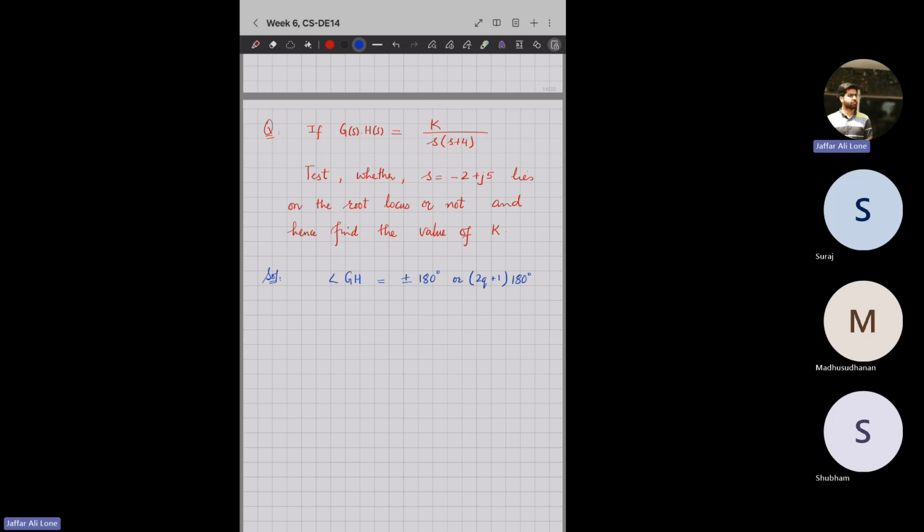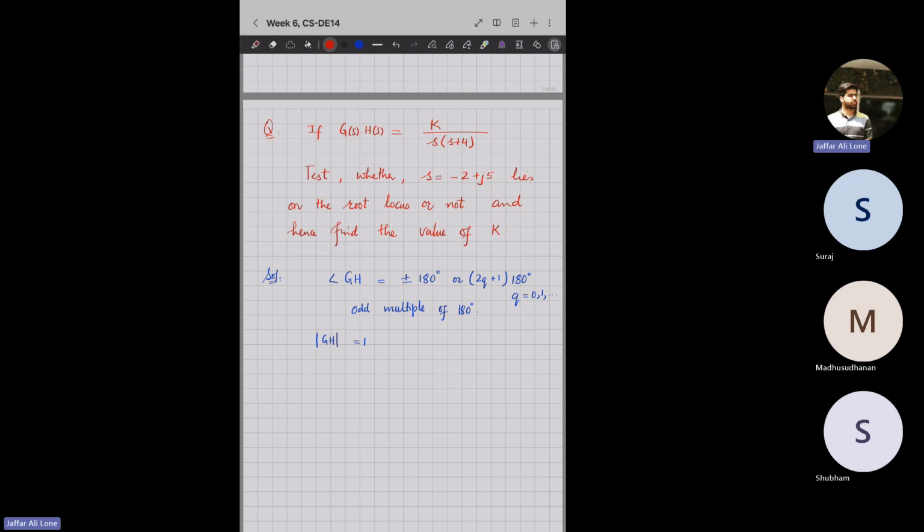So what does it mean? It means the angle must be an odd multiple of 180 degrees. If the angle comes as an odd multiple of 180, then we can say the point lies on the root locus, where q is 0, 1, and so on. This is the angle condition, and the magnitude condition is that the magnitude of GH should be equal to 1.